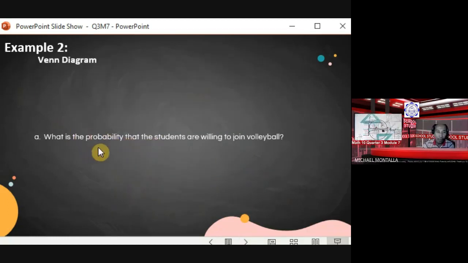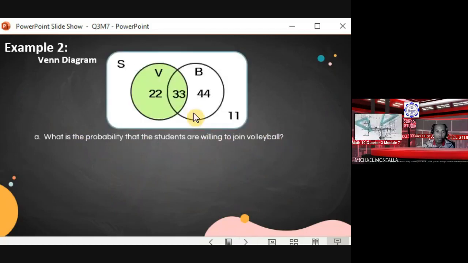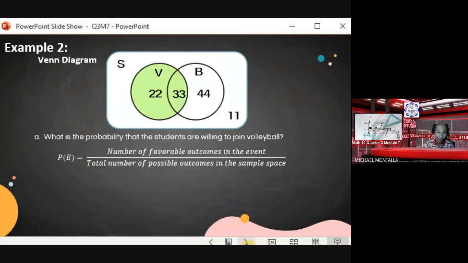So, let's take the first question. If you still remember our first question earlier, we are asked probability, willing to join volleyball. Okay, so kailangan mahanap natin kung ilan ba yun sa volleyball. Ang volleyball natin yung nasa loob ng buong circle ng volleyball. And that is 22 and 33. A total of 55. 55 over, kasi pag probability, lagi may over ha, wag mong kakalimutan yon. So, 55 over 110.